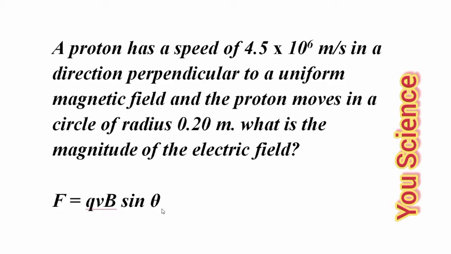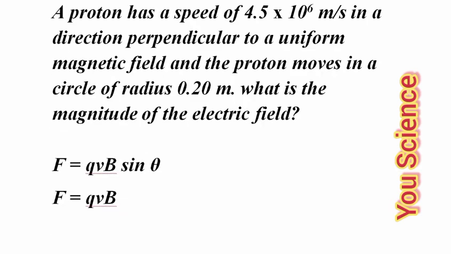But in the question we are told that the speed is perpendicular to the direction of the uniform magnetic field. So the angle between the speed and the magnetic field is 90 degrees. So sine 90 degrees is equal to 1. So therefore the force becomes F equals QVB.